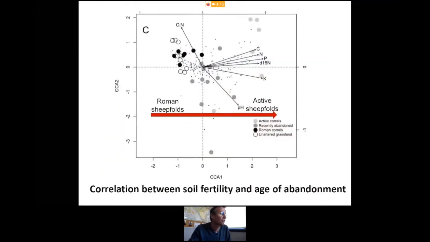And for the result, of course, we've got some strong correlation between the fertility of the soil and the age of abandonment. For example, the active sheepfold and the sheepfold which have been recently abandoned have a higher amount of total carbon, total nitrogen, available phosphorus, potassium, and so on. And concerning the Roman sheepfold, only the CN ratio increased, and it was not easy to distinguish the former Roman sheepfold from the steppe area, the controlled steppe.